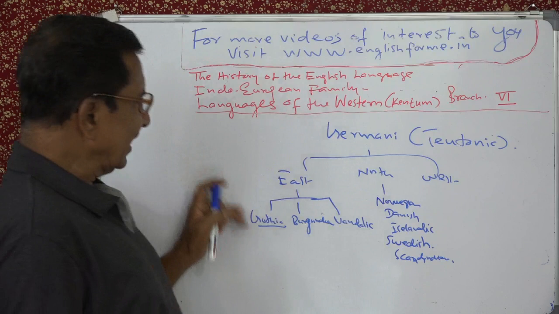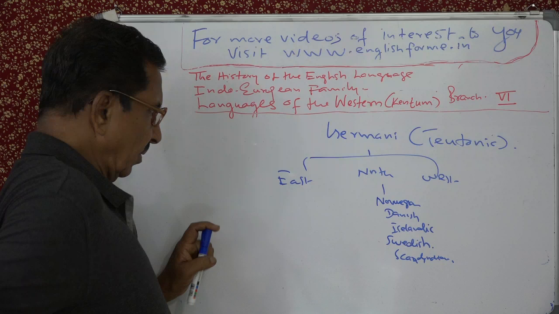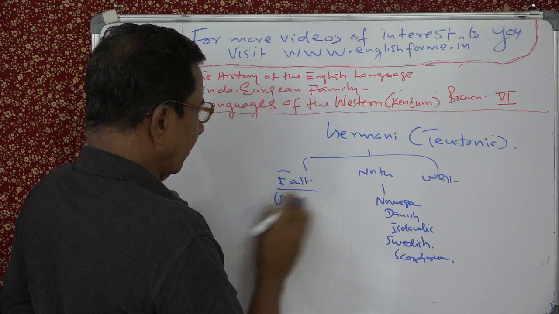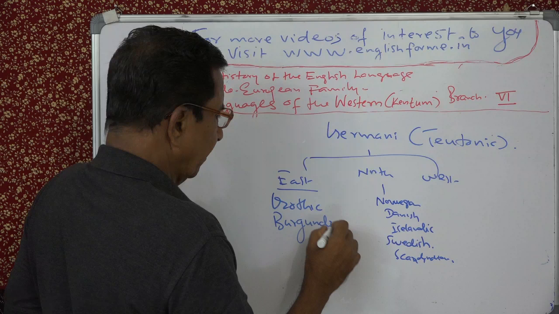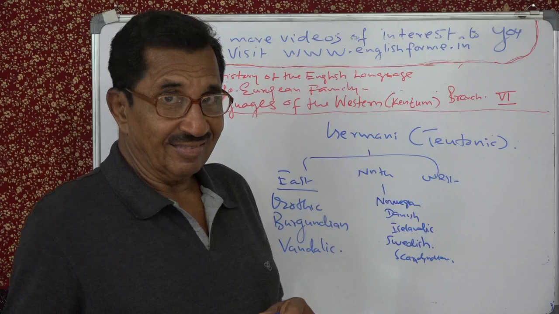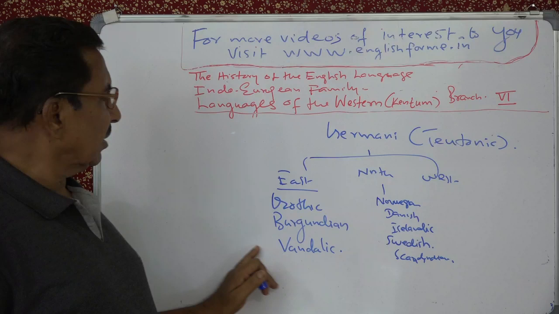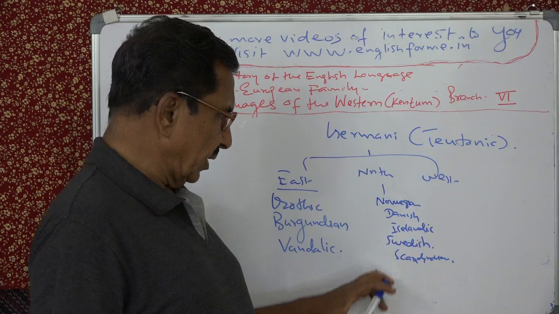In the East, you have Gothic, Burgundian, and Vandalic. Let's write it like this because it will be easy for you to remember. These are not branches, but they all come under this. Gothic is known to us, but Burgundian and Vandalic are not very familiar to us now. We are not familiar with those languages. Norwegian, Danish, Icelandic, Swedish, Scandinavian are known to us.